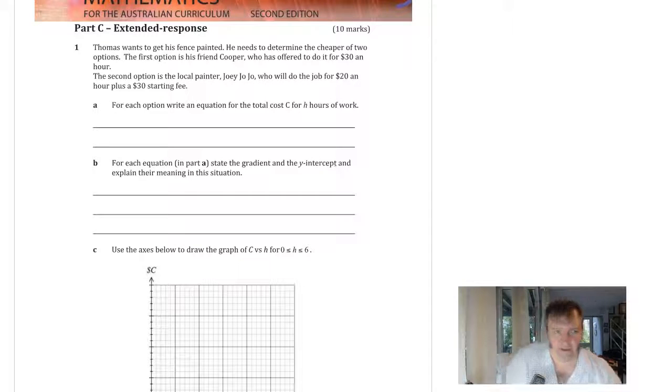Rightio, back with part C, the last little bit. Thomas wanted to get his fence painted. He needs to determine the cheaper of the two options. Cooper will do it for $30 an hour.